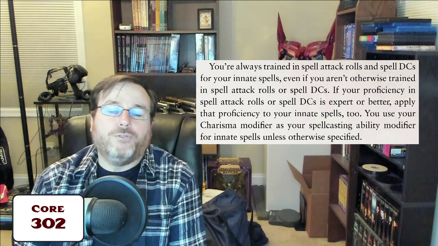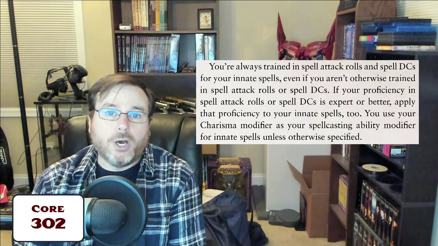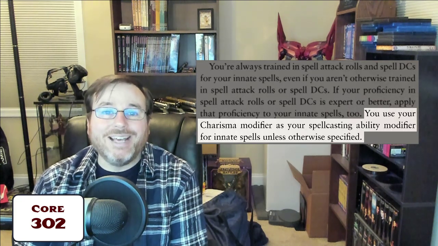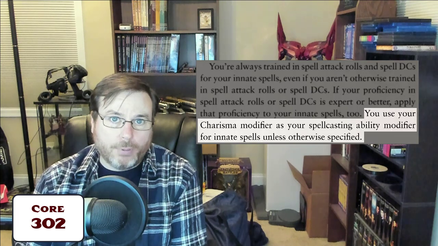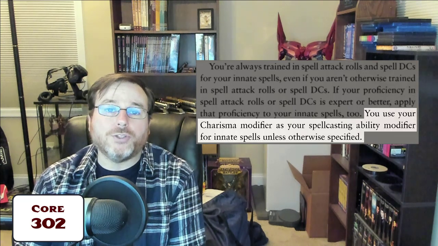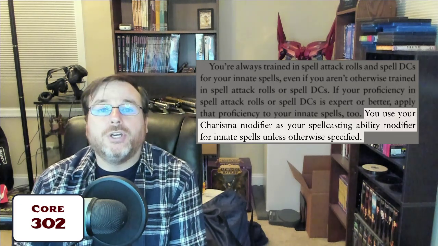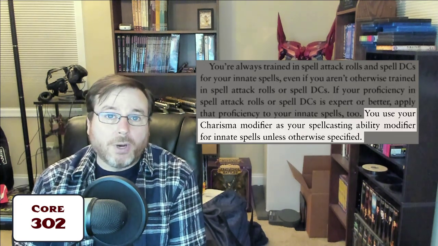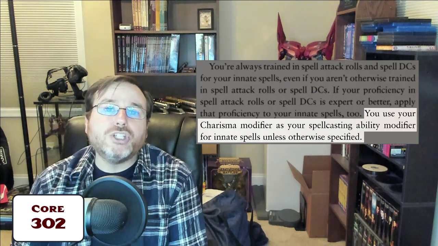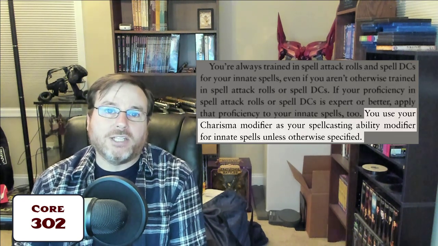Now, the area that I think confuses a lot of people gets into what key ability modifier you use. The rule of thumb is that you always use charisma for your innate spells unless the feat or whatever other ability or trait gives you access to that innate spell specifically tells you to do otherwise. So with that cleric, even though they use wisdom to cast their divine spells, they would still use their charisma ability modifier when calculating their spell attack bonus and spell DC for casting their innate spell.